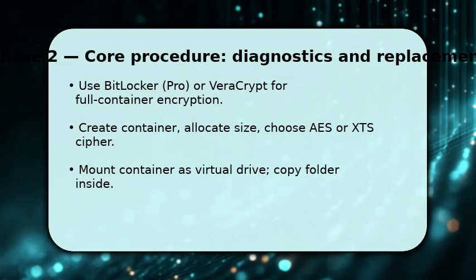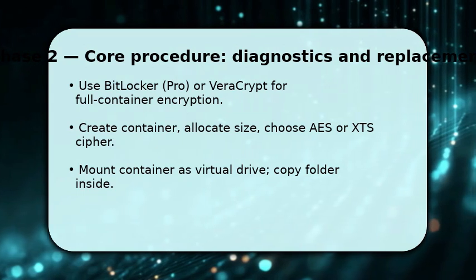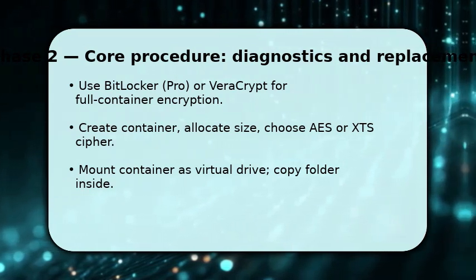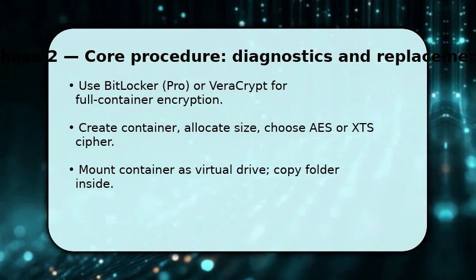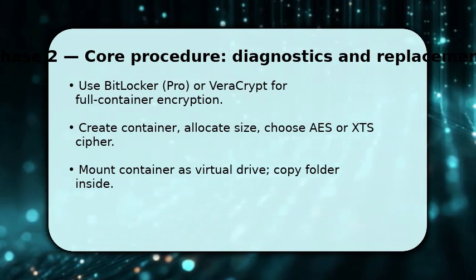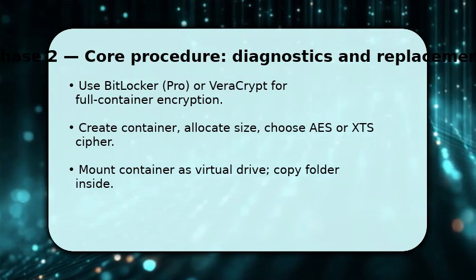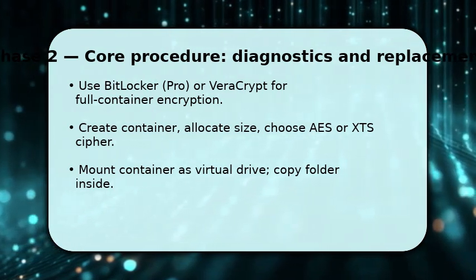Now you create an encrypted container because it isolates the folder with a virtual drive, and that's why it's safer than simple zips. Open VeraCrypt or BitLocker, create a new volume, choose standard container, set size large enough for your data, and select AES or XTS depending on your preference.